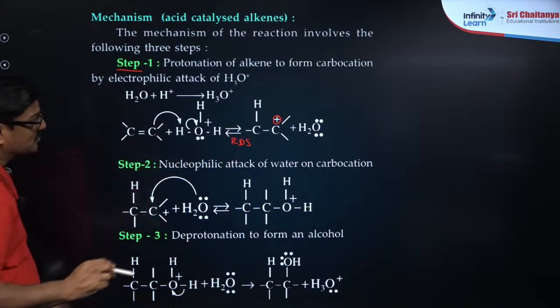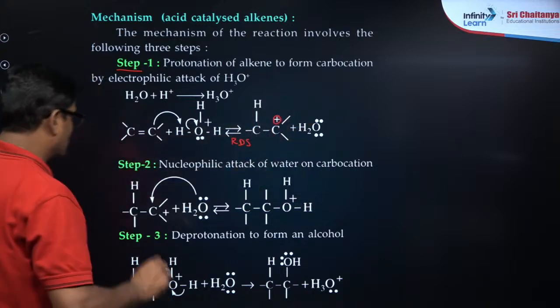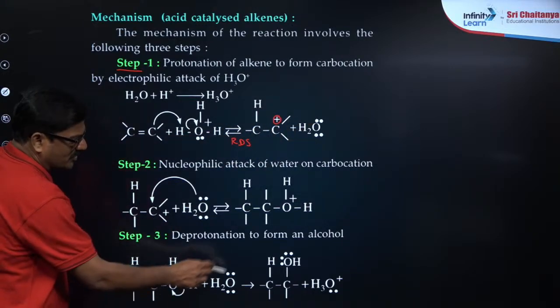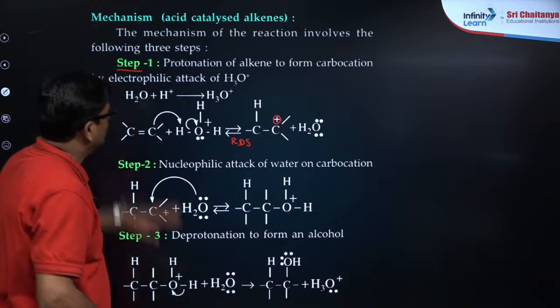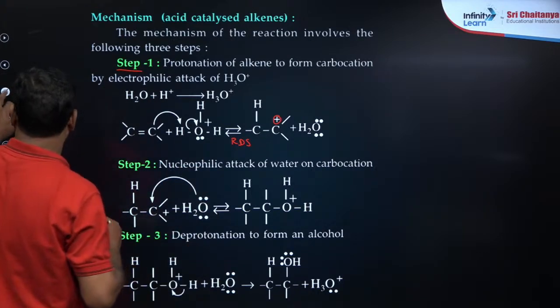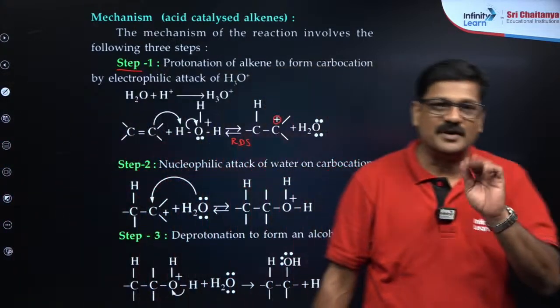If you feel it is difficult, I am going to write it in the simplest form also. This protonated alcohol loses H+, so it is going to give alcohol. So this is a 3 step mechanism, the first is the rate determining step, and the others are fast steps. That is the systematic mechanism, but I want to give a simple mechanism.